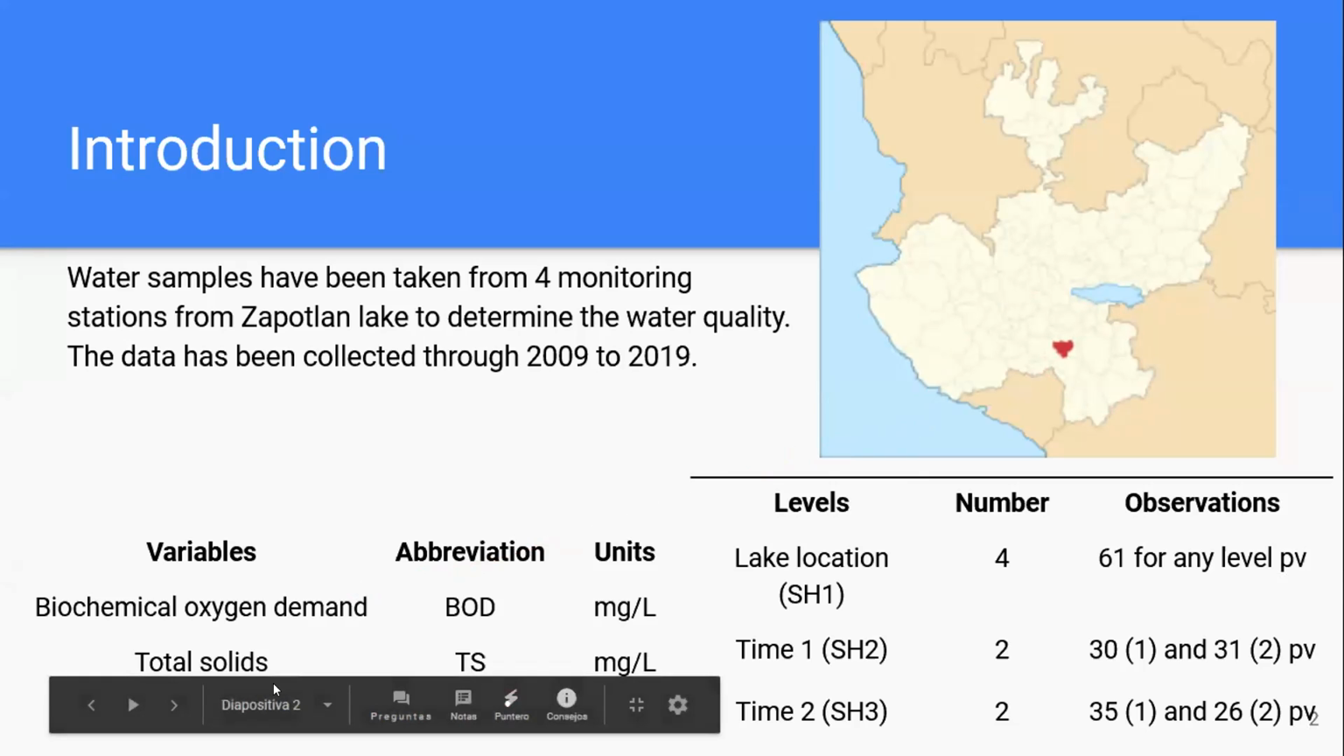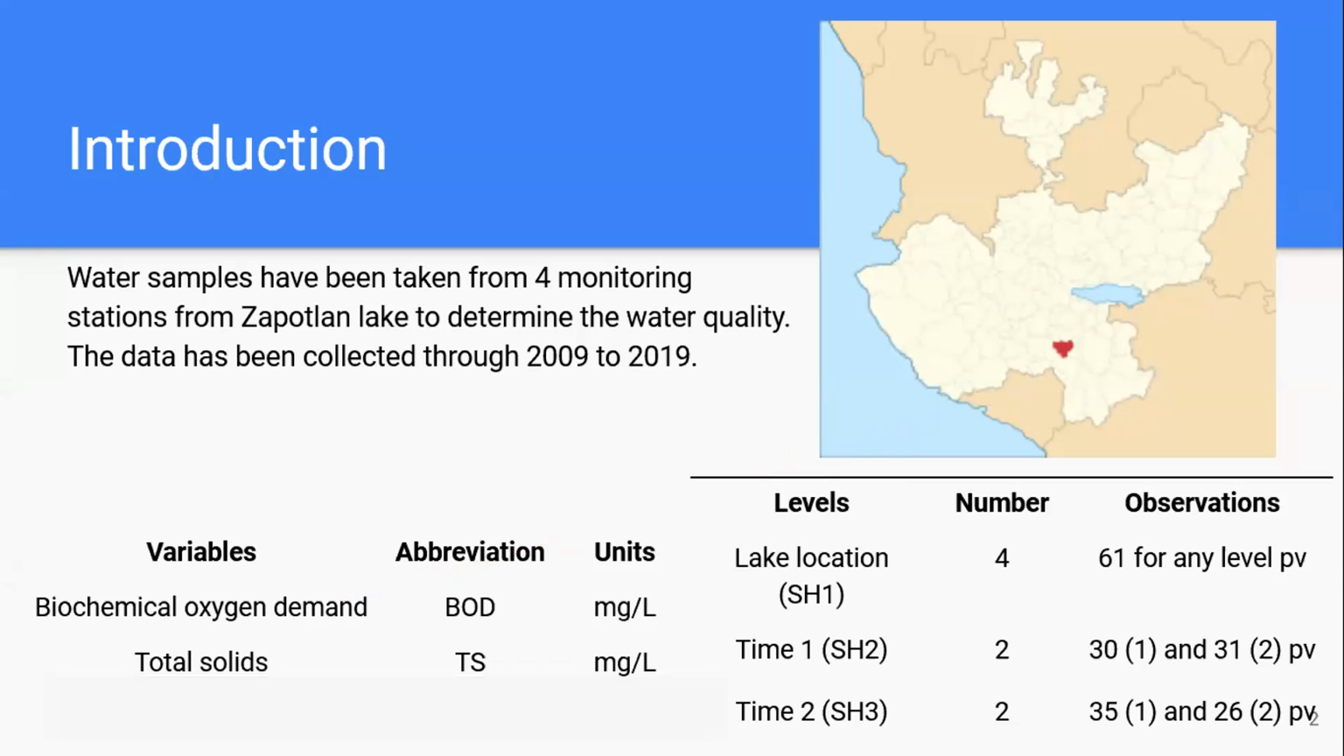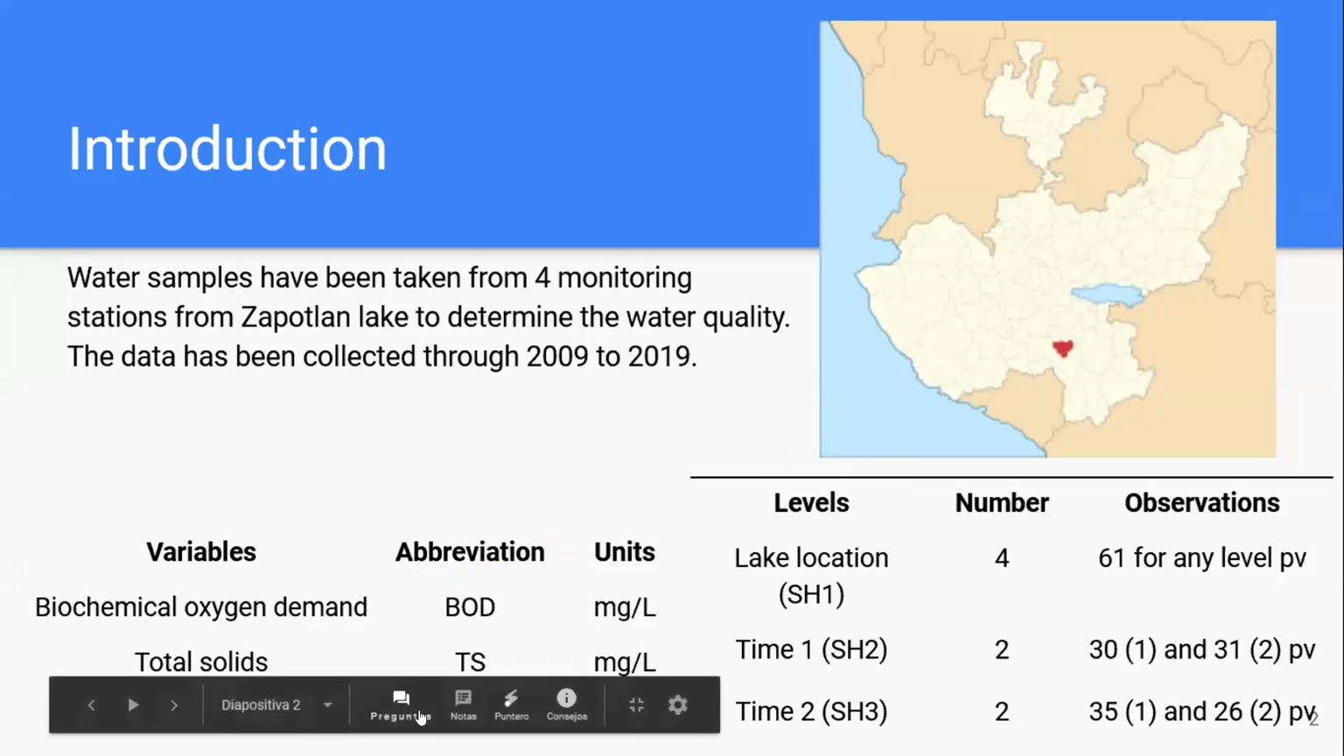Just as a brief explanation, we have two continuous variables which were measured from the samples taken from the lake, which are biochemical oxygen demand and total solids suspended in the lake. And also we have three categorical variables, which are lake location. As we said before, we have 4 different stations and 2 time frames, time frame 1 and time frame 2, which are selected from milestones of the lake location.